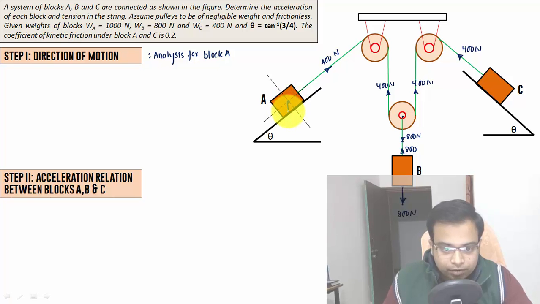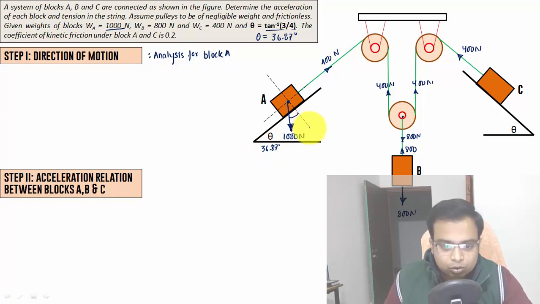Now this is block A. Obviously the weight is going to act in the downward direction. How much is the weight of block A? It's 1000 newtons. Here the angle will be theta. How much is theta? It's tan inverse 3/4. You just need to do this calculation. Theta is going to work out approximately as 36.87 degrees.